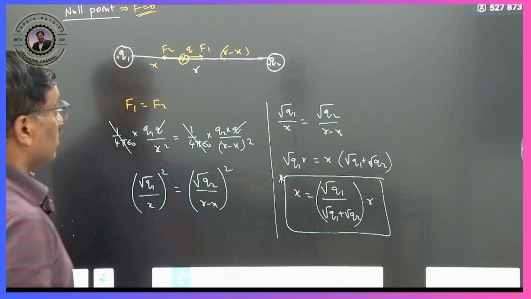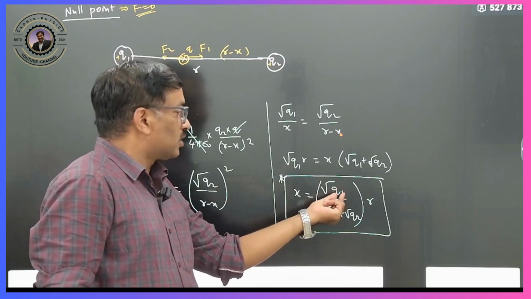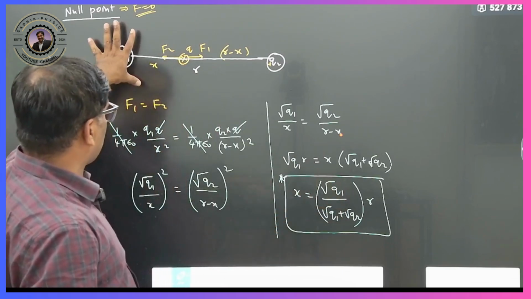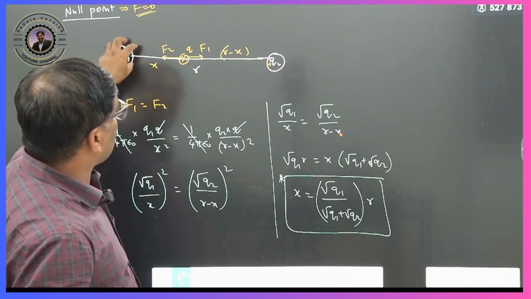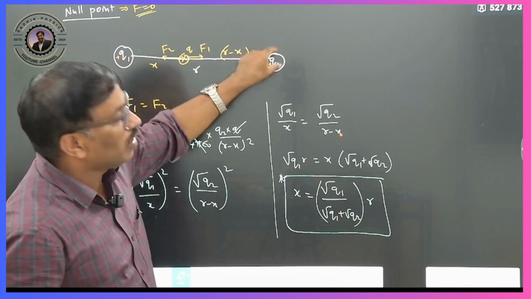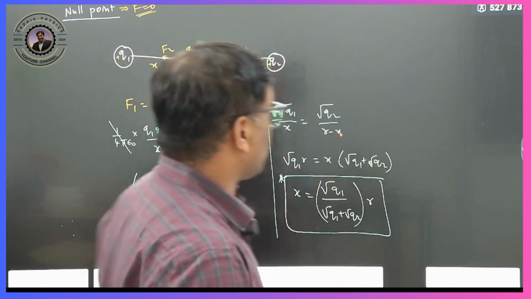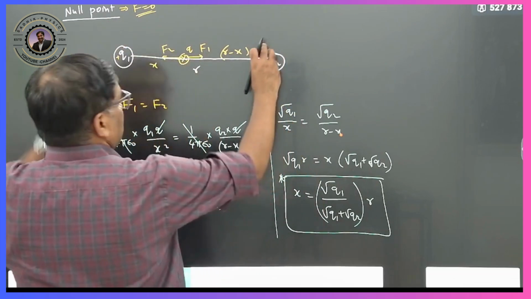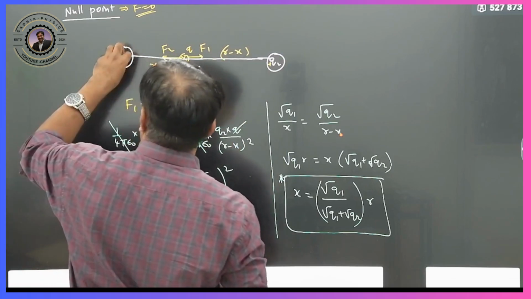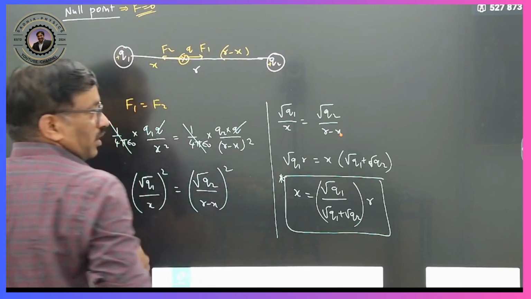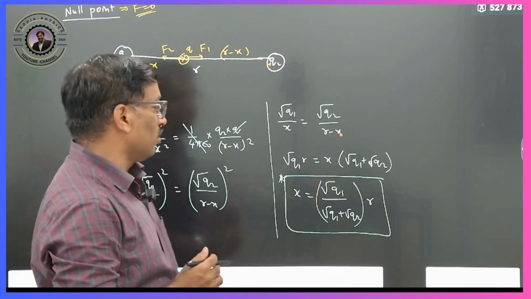Clear? So what factors does this x depend on? It depends upon the q value. If this q is larger, then x is also larger. So the null point always forms near the lower charged particle. If this one has the lower charge, the null point forms toward this one, near to this. Clear? So x is proportional to root q1.